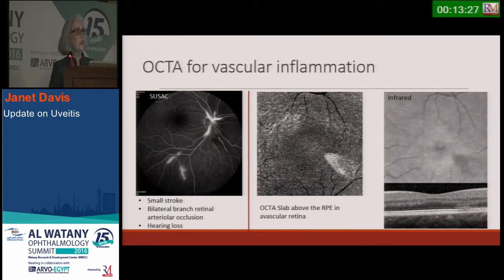This is an interesting use of an OCTA. We had a man that we knew had Susac disease. He had had a small stroke. He had bilateral branch retinal artery occlusions. He had hearing loss. The diagnosis was completely confirmed. He was on 3 or 4 immunosuppressive medications, IVIG. He'd had pulse cyclophosphamide. He was on rituximab. And then he came in with symptoms that were classic for AMN.